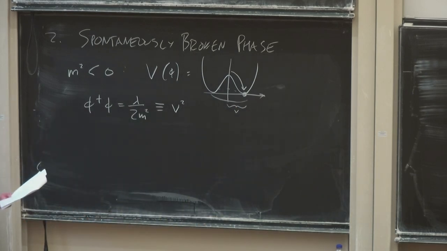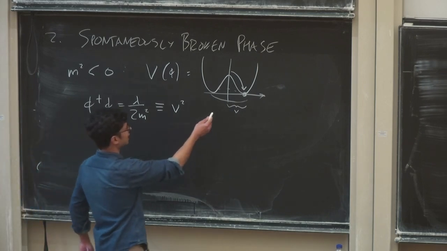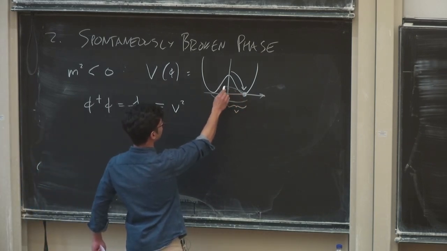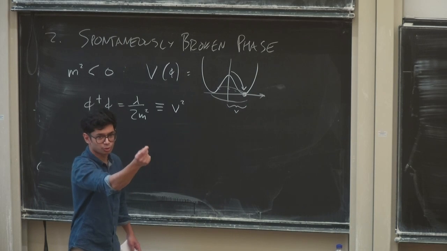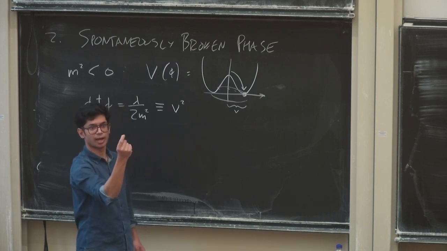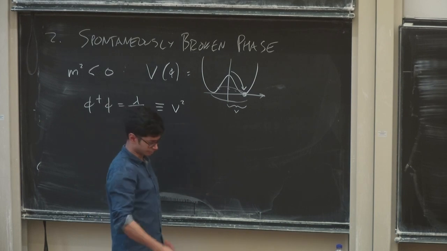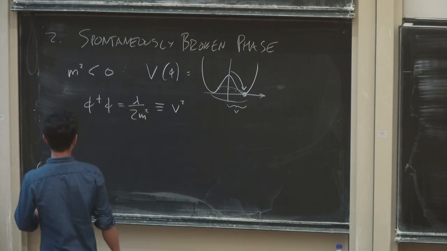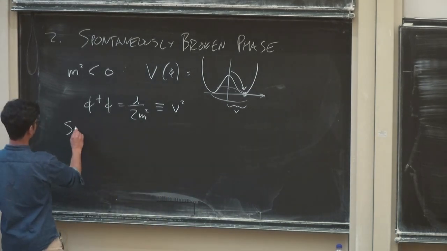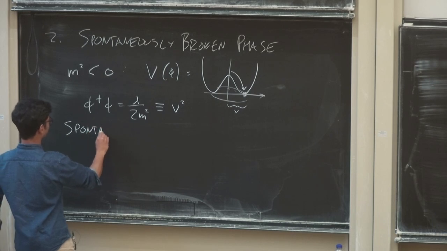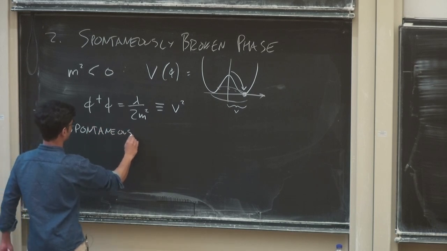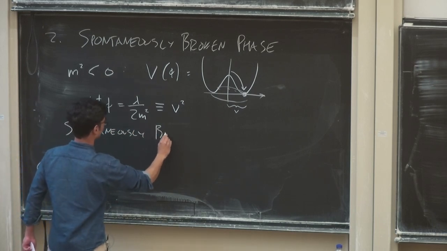Now if you act on it with the symmetry, it will rotate this by a phase. Acting on it with the symmetry will just bring me around and around the bottom of this wine bottle. That's why we say the symmetry is spontaneously broken, because it's clearly not invariant anymore.